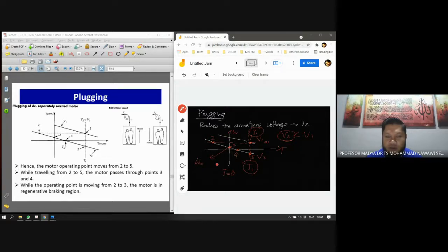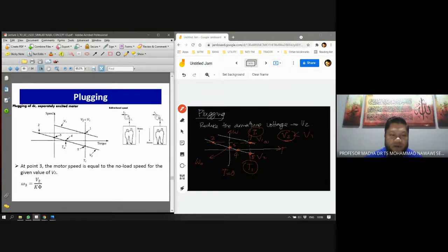Okay, and then it travels to point 3, whereby you have no load torque operation. So at point 3, the motor speed is equal to the no load speed, and we have discussed before that because there is no load torque, the current is 0. Sorry, torque is also 0, so you have omega 3 equals to V2 over K flux. So this is the same equation that we had just now. This is point 3. Now it is V2. VT2 denotes the reduced voltage that we apply to the motor.